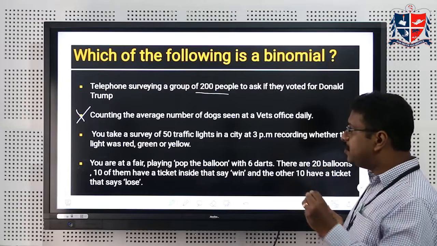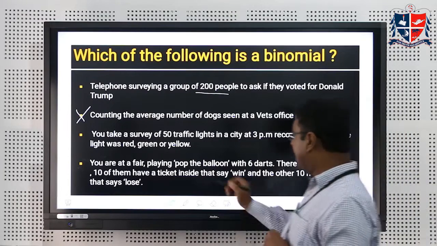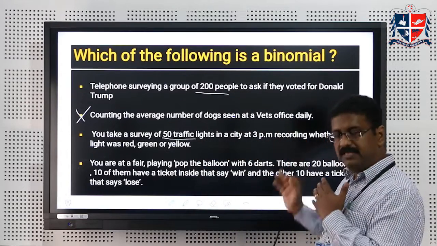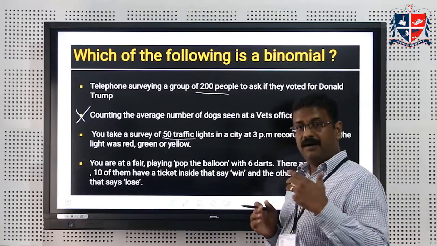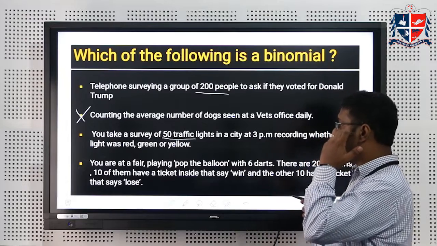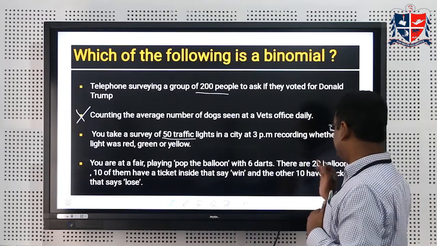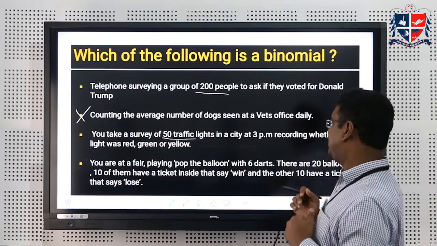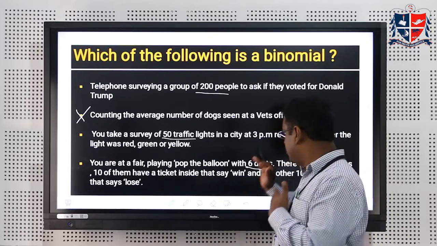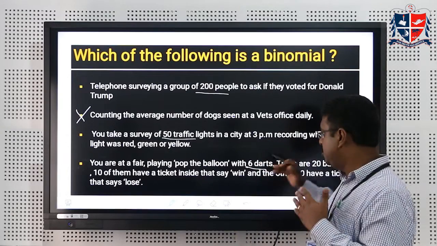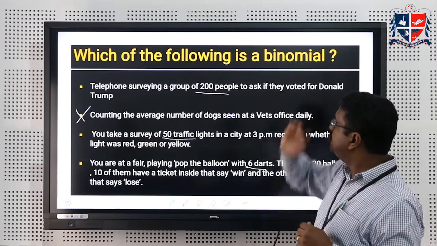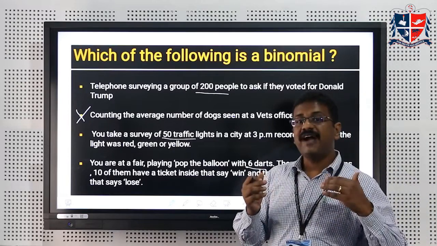The next one, you take a survey of 50 traffic lights in a city at 3 p.m. recording whether the light was red, green or yellow. Again, we have 50 traffic lights, so this may be a binomial problem based on the other criteria it satisfies. And the last one, you are at a fair playing pop the balloon with 6 darts. There are 20 balloons, 10 of them have a ticket. So here again you have 6 darts, so the number of observations is fixed. The example before that has 50 traffic lights and 200 survey people. So these are qualified to the next round.